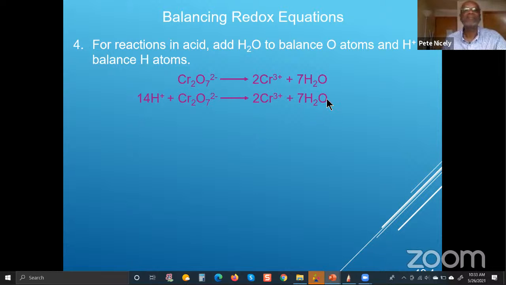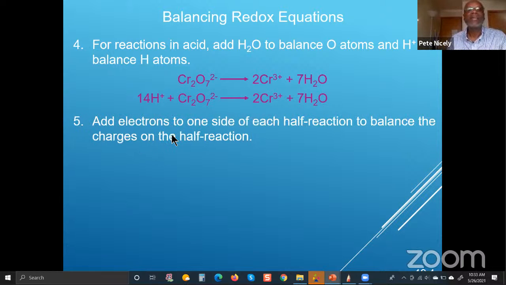Okay, the next step is that we add electrons to each half reaction so as to balance the charges. And let me just warn you that this is a step in this process where students tend to make errors, all right? So I'm going to go through this slowly so that you understand how this is done. Now remember, when you add an electron to a side, basically you're reducing the total charge on that side by 1 because each electron carries a negative charge.